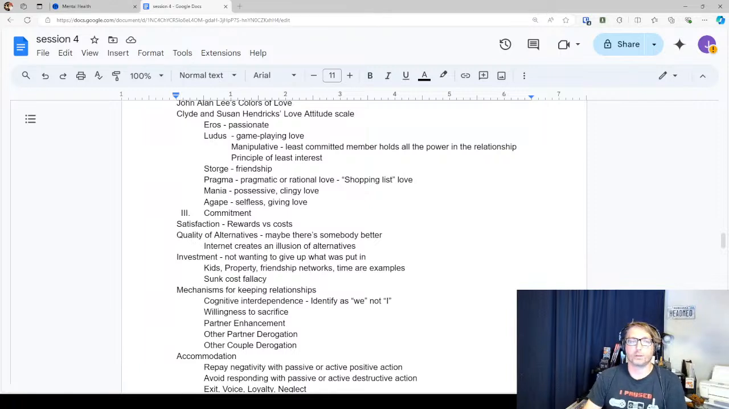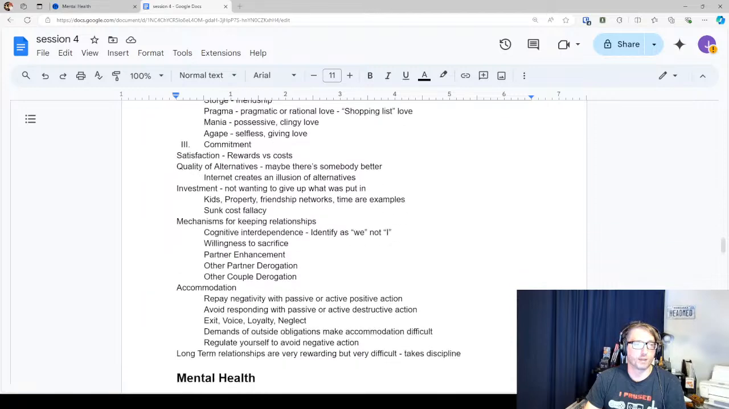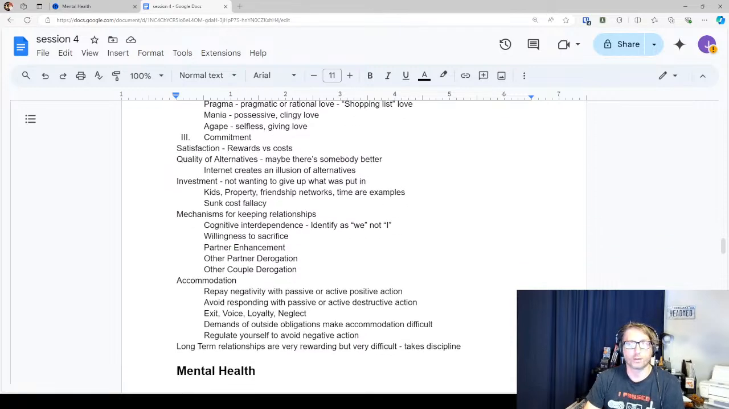So then he went over the commitment section. We have satisfaction, which is rewards versus cost. We have quality of alternatives. Maybe there's somebody better out there. The internet can create an illusion of alternatives, which makes it difficult to commit in our current scenarios. We think that we can just get with whoever, and they always look better than they are on the internet. Then we have investment, which is not wanting to give up what was put in. Kids, property, friendship networks, and time are examples of that.